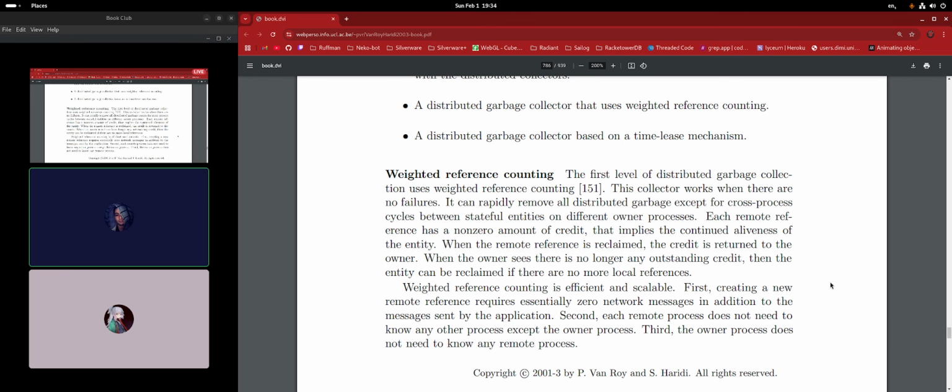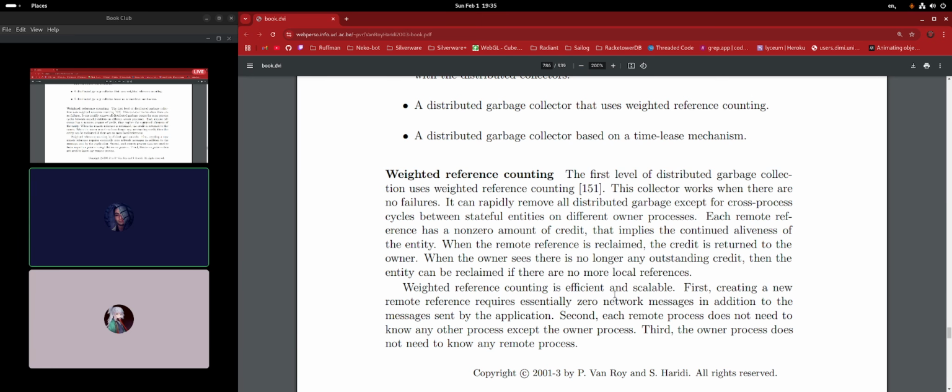But that's not written in here. At first, I thought exactly what you said. But now that I'm reading it for the second time, this is not saying what you said. Or do you disagree? I disagree, actually. Okay, so you read "when the owner sees that there is no longer any outstanding credit" as being zero. Well, yes. I cannot agree with that. This definitely doesn't say anything about that. But okay.